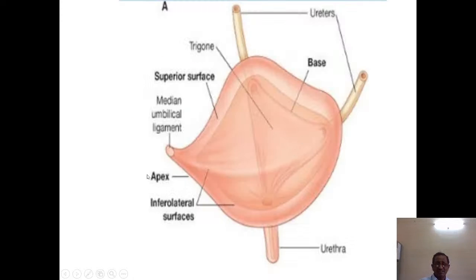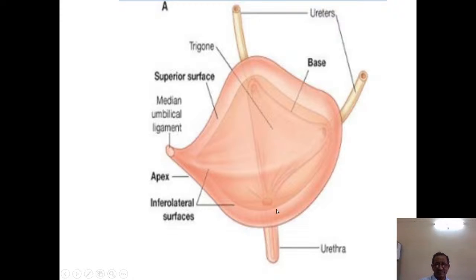So this is the figure of the bladder, which has 4 surfaces. This is the superior surface between the median umbilical ligament or apex and openings of the ureters on either side. And this is the base or posterior surface, which is present between the 2 ureter openings on lateral angles and the urethral opening on the inferior angle. And the lateral surface is present between the ureteric opening, the apex, and the urethral opening. So this is the lateral surface.